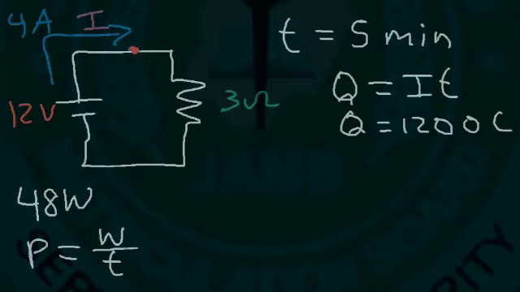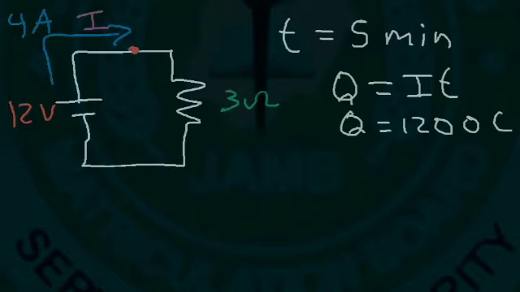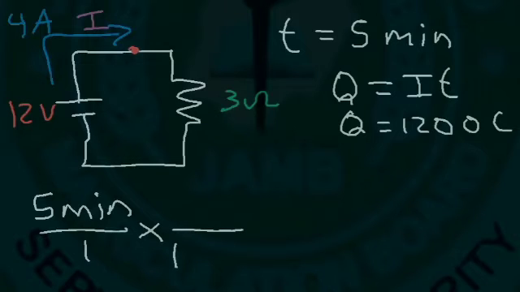Now you can also solve it using a conversion. It helps to understand how the units work along with the equation. So instead of writing 48 watts, we can write 48 joules per second. Actually, let's use that later. Let's start with the time. So we have a time of 5 minutes, and we can convert it to seconds.